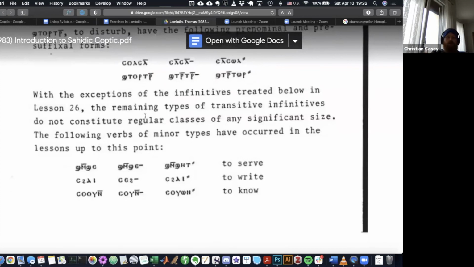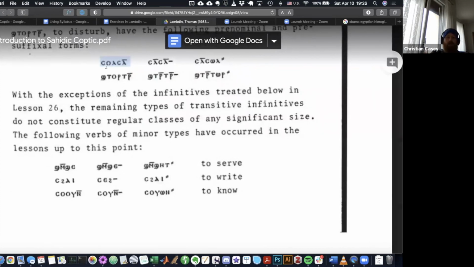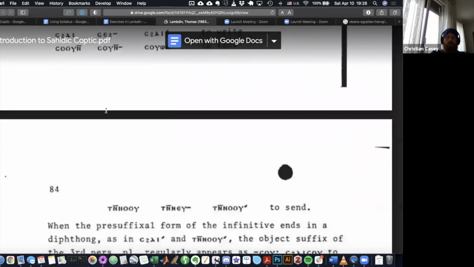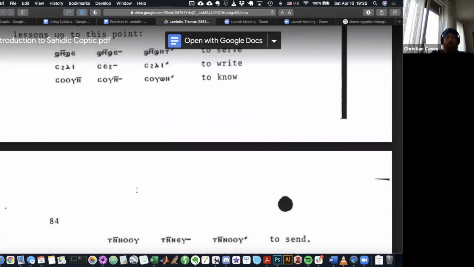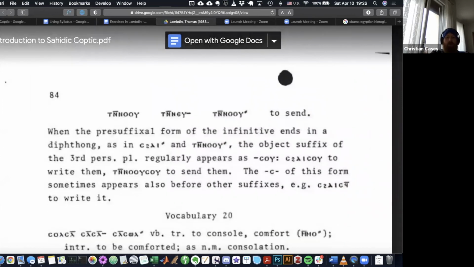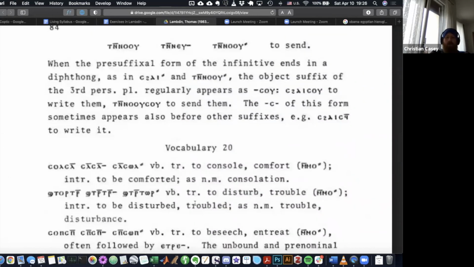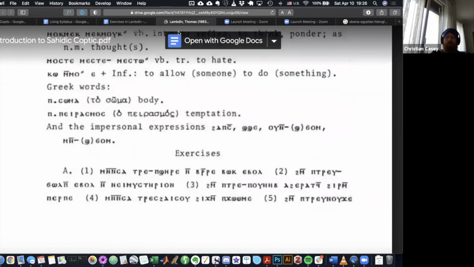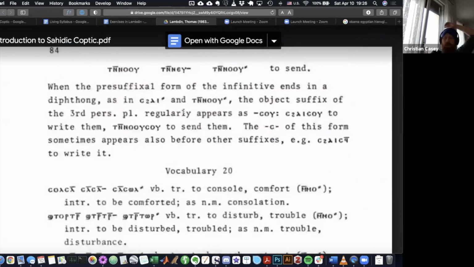So if you see a reduplicated verb where you have the same consonantal pattern twice, it will probably have this very reliable behavior of its vowel paradigm. There are some weirdos after that that just do their own thing. And then vocabulary homework. So yeah, are there any questions about lesson 20?